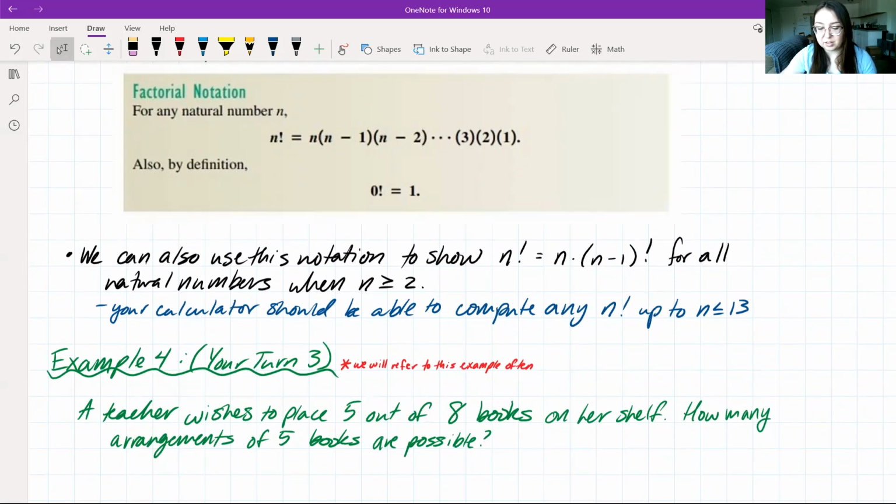Also, your calculator should be able to compute any factorial up to n less than or equal to 13. And if you want to go ahead and try this, this is because if you put in 13 factorial into your calculator, you're going to get an extremely large number. So we see that even a number that is not that big, like 13, when we have that factorial, it grows immensely large. So we can really compute any factorial that's less than 13 on a calculator.